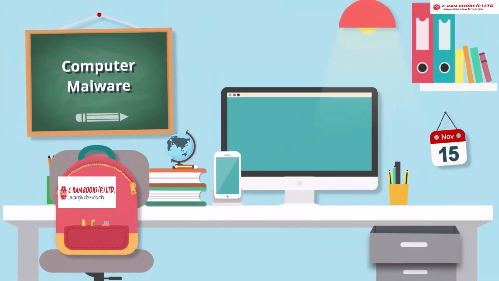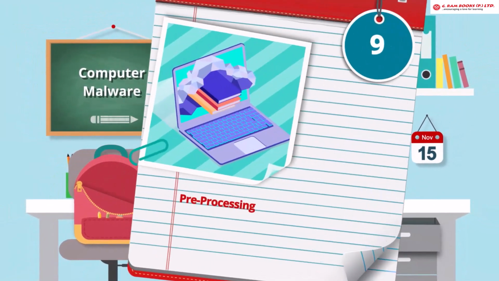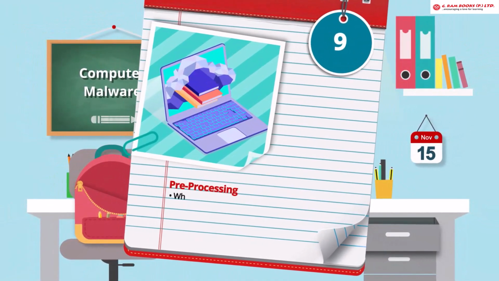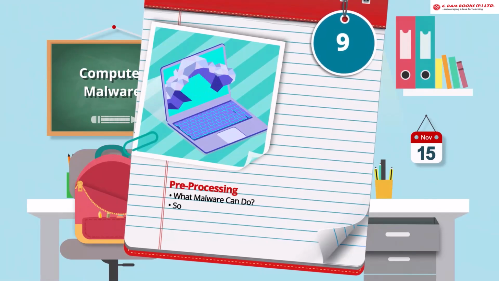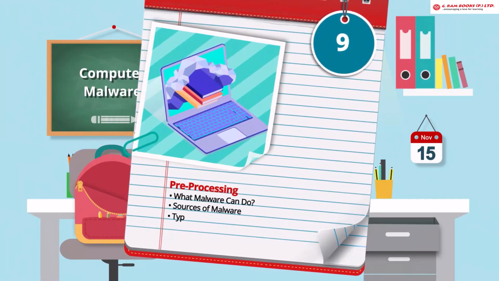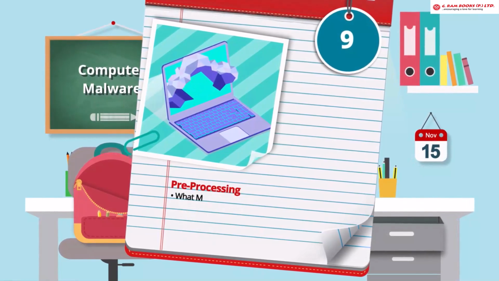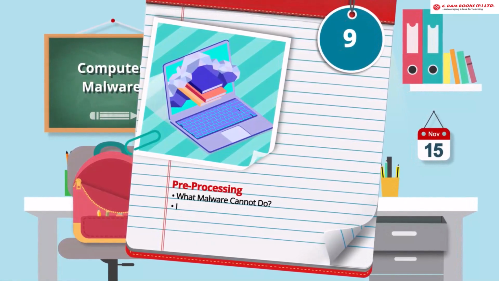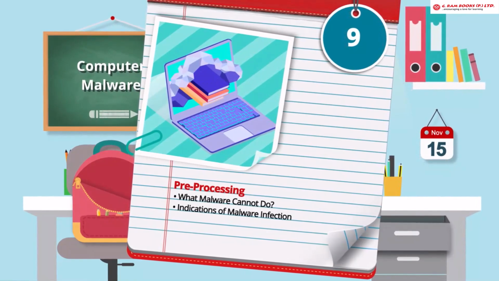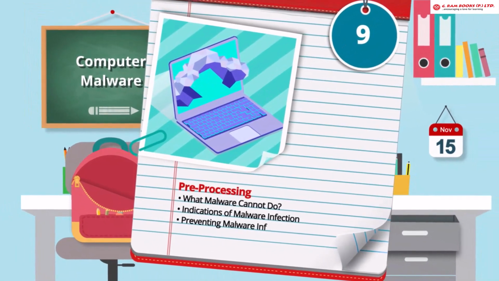Chapter 9: Computer Malware. Pre-processing. What malware can do, sources of malware, types of malware, antivirus software, what malware cannot do, indications of malware infection, preventing malware infections.